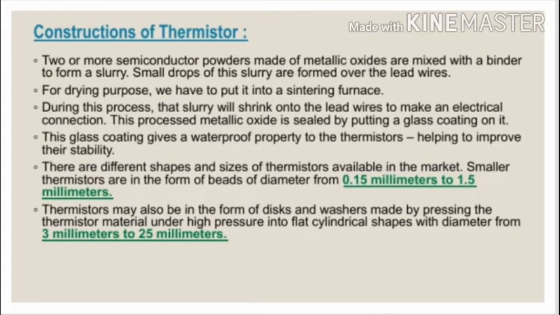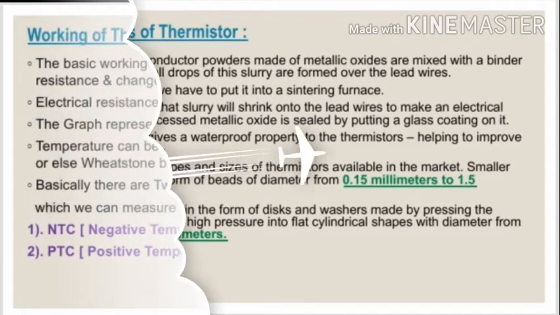There are different shapes and sizes of thermistor available in the market. Smaller thermistors are in the form of beads with diameter from 0.15 mm to 1.5 mm. Thermistors may also be in the form of discs and washers, made by pressing the thermistor material under high pressure into a flat cylindrical shape with diameter from 3 mm to 25 mm.